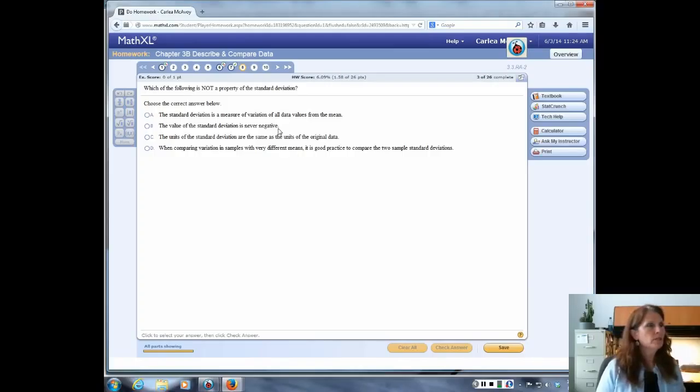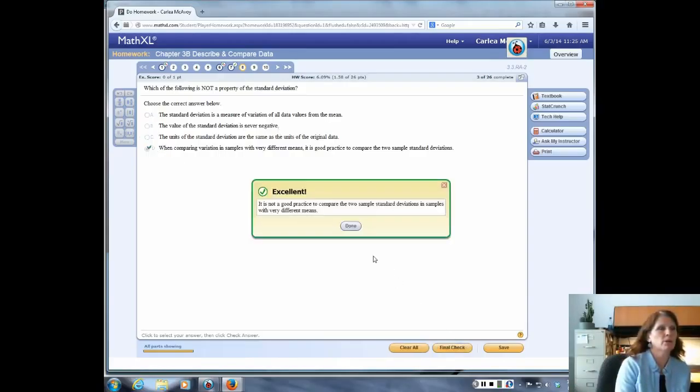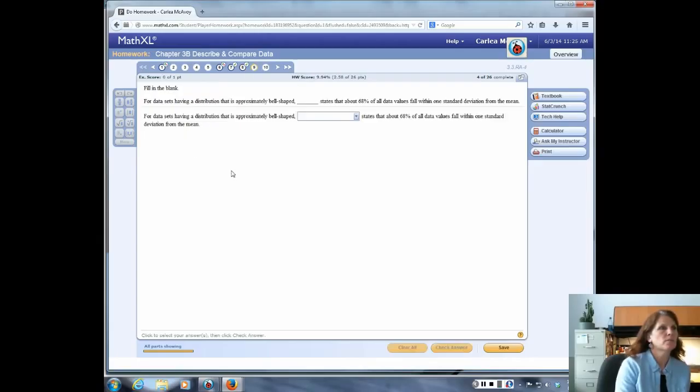The units of standard deviation are the same as the units of the original data. That's true. They have the same unit. Variance is that unit squared. That's why variance is a little weird. And then, when comparing variation in samples with different means, it is a good practice to compare the two standard deviations. Now, if you have different means, then your standard deviations don't mean the same either. So you don't want to compare those for two samples. So that's bad. I think that's the one that we should be choosing.